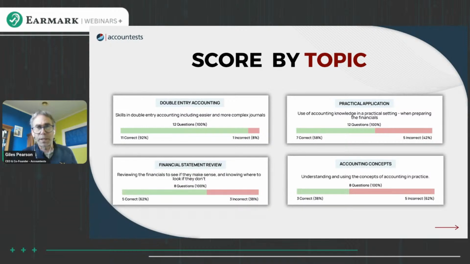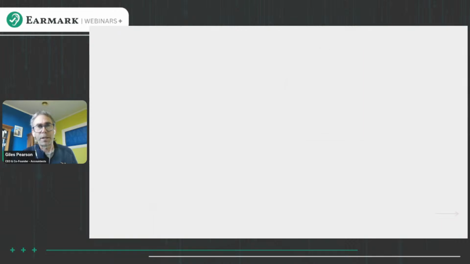We get a bit of a slice and dice on that. They're showing us that they've got really strong skills in double entry accounting and practical application. They have a few gaps in terms of the understanding of some of the accounting concepts, but there's no train crash there. If I was looking at that and seeing poor results in the double entry accounting and the practical application areas, I'd be more worried. But I wouldn't be worried with that result. So I get a tick for that.